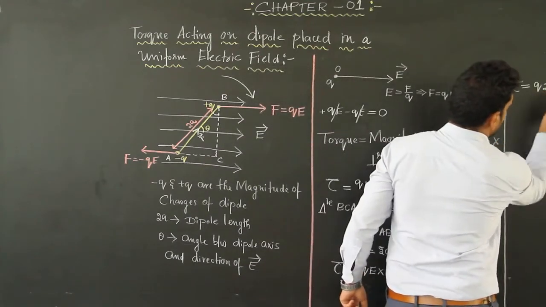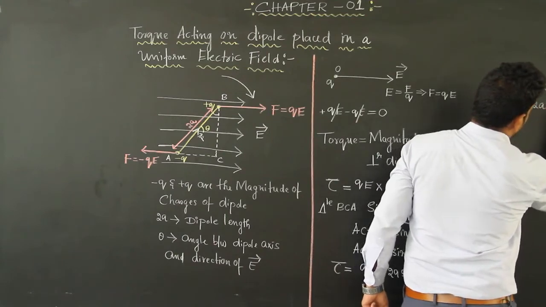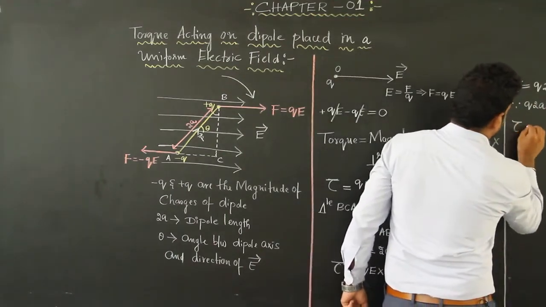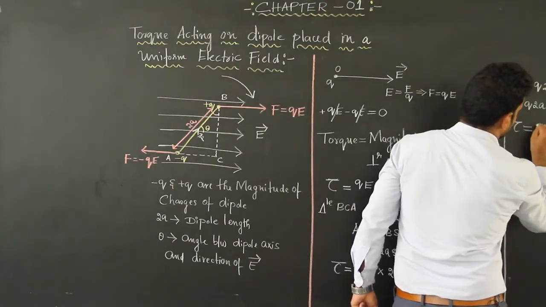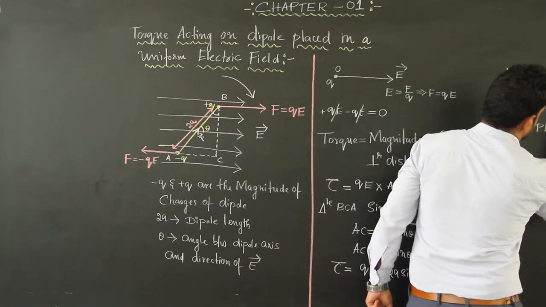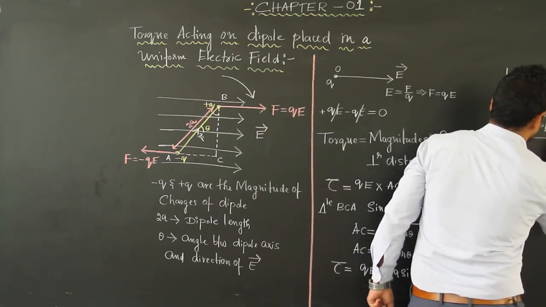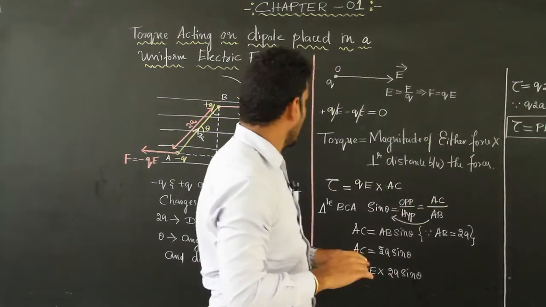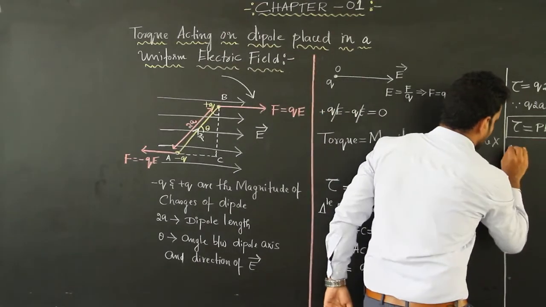But here Q into 2A, we know that Q into 2A is nothing but the electric dipole moment, that is P. So tau is equal to, in the place of Q into 2A, we are writing P. So PE sin theta. So this is the magnitude of torque acting on a dipole. We can write it in vector form.